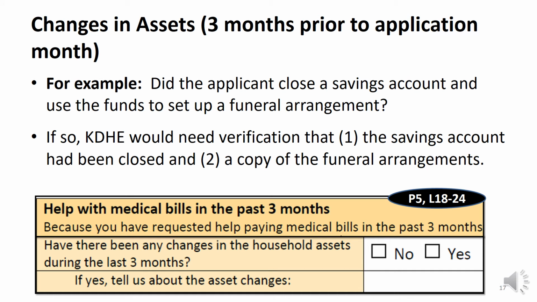Changes in assets, again for the past 3 months. For example, did the applicant close a savings account and use the funds to set up a funeral arrangement? If so, KDHE would need verification that, number 1, that savings account had been closed, and 2, a copy of the funeral arrangements.